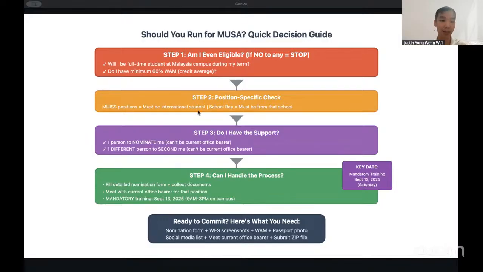And then the next part is you need to check your position. For example, for MUIS positions, you must be an international student. And for school reps, you must be from that respective school. And do note also, one male and one female for each school rep.